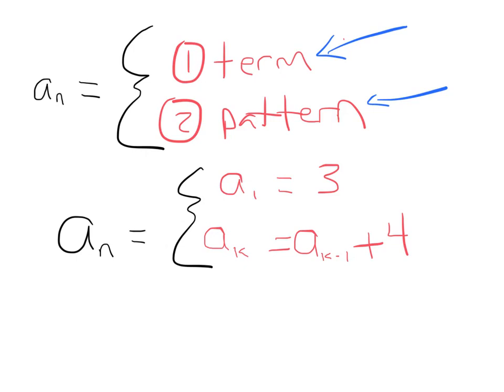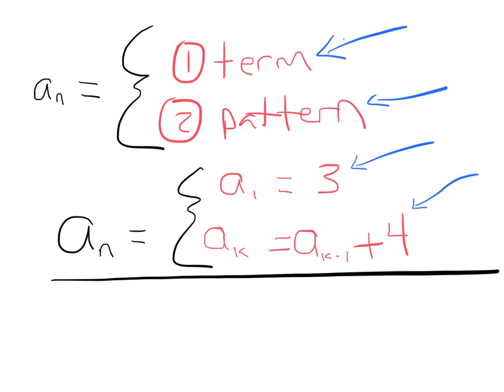Again, it has 2 parts. It has something that tells me a term, usually the first term, and it has something that tells me a rule. Add 4 to the term that comes in front of the term you want. So let's write out what the first 5 terms are for this sequence. So according to our rule here, the first term is 3.